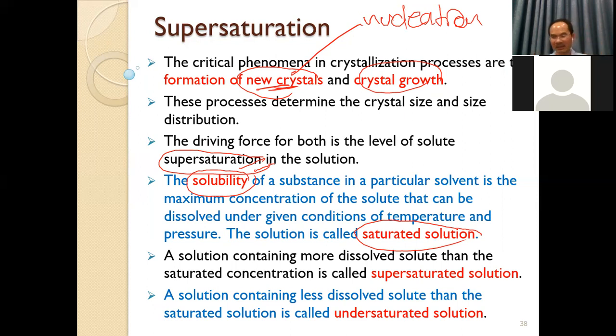At 25 Celsius, there is only one concentration of sugar that can be dissolved in water. At higher concentration, we cannot dissolve. At lower concentration, we can dissolve sugar faster. We call it the saturation. If the concentration is higher than saturated, we call this the supersaturated solution. If the concentration is lower than the concentration at equilibrium or at saturated solution, we call it undersaturation.